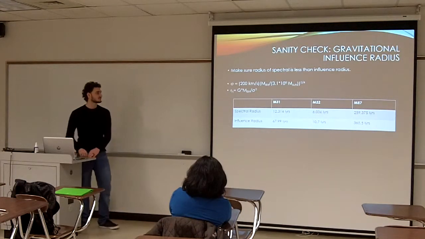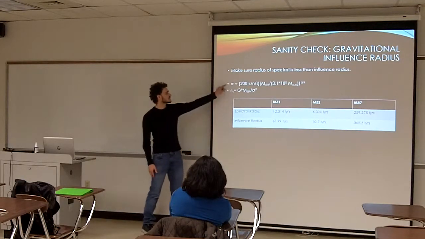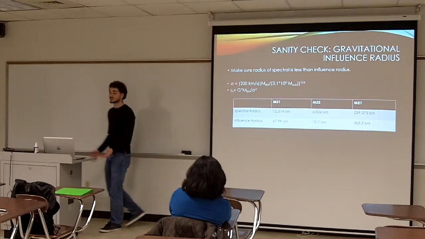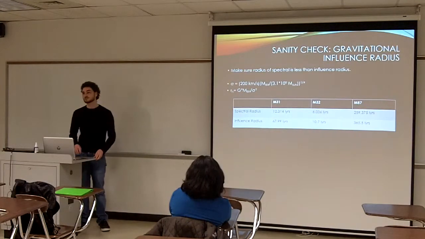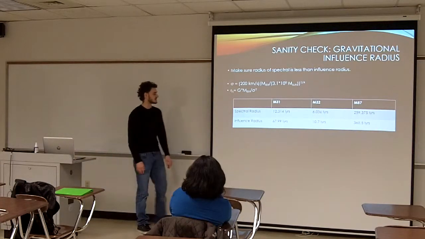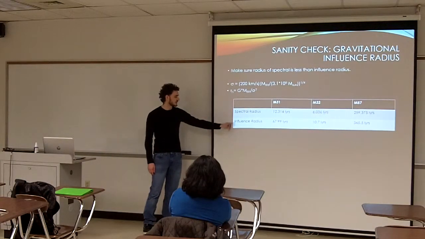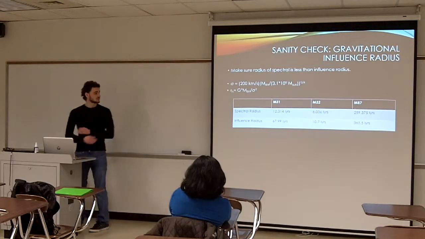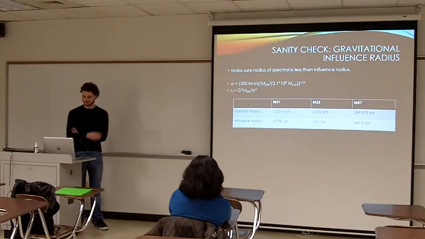I got this equation, first of all, just from the M-sigma relation. And obviously, in order to do this, I had to look up the actual masses of the black holes first, so I cheated a little bit. But using those, I was glad to see that all of my spectral radii were far less than the influence radii. So that is at least a good check.